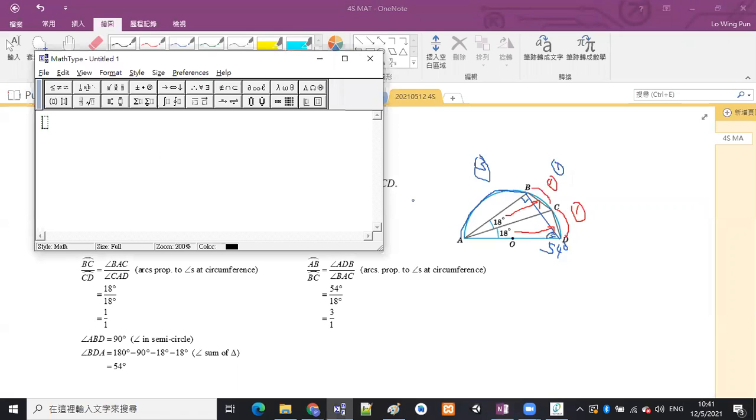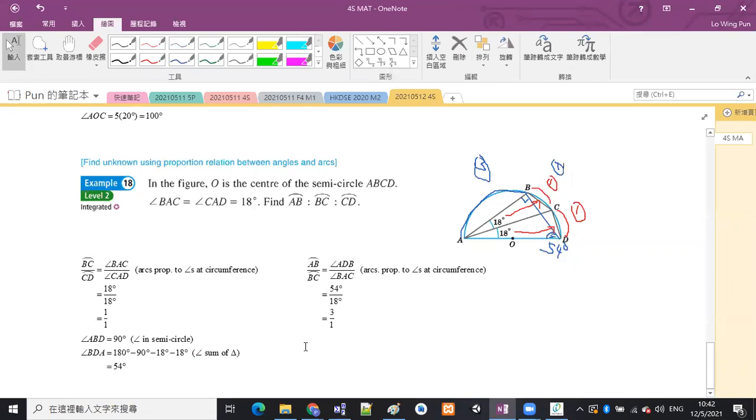Okay, which means that the ratio of arc AB to arc BC to arc CD is equal to 3:1:1. Okay, so that is like this.